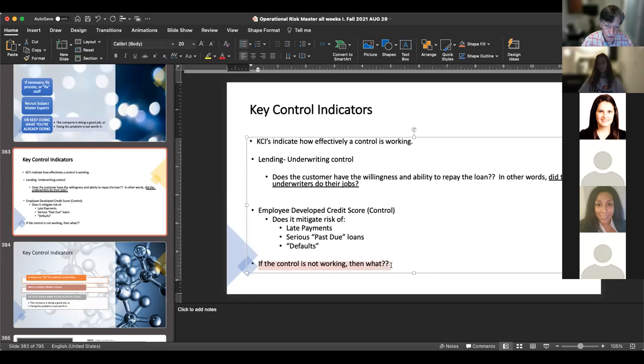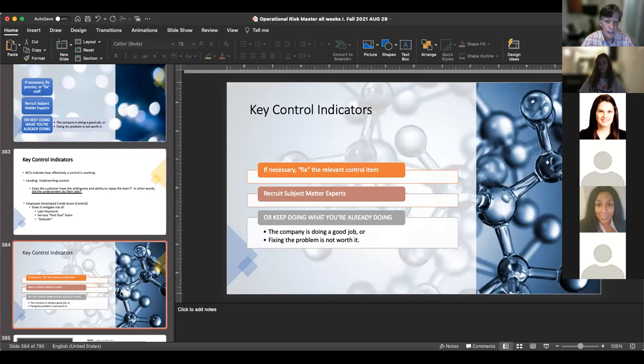Okay. So again, if necessary, you fix the control item, you recruit subject matter experts, or you might discover that what you're doing is not that bad after all. So in a cost-benefit analysis, you just leave it alone.